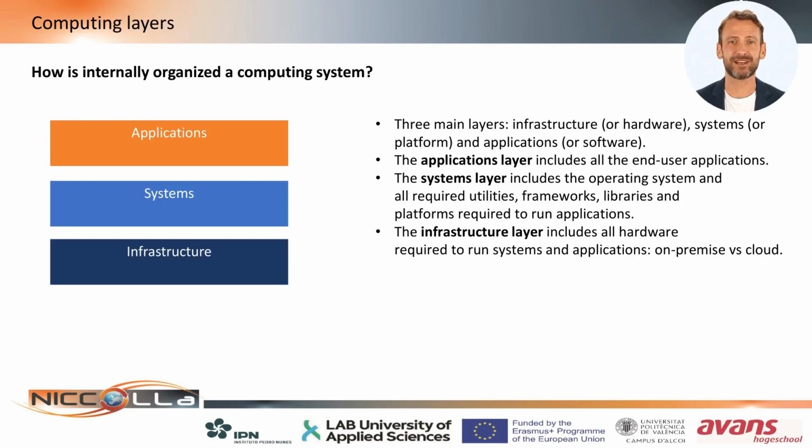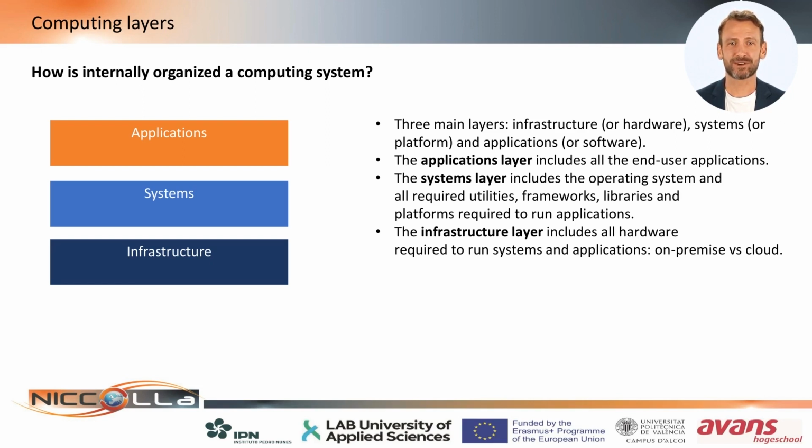First and foremost, let's review how a regular computing system is internally organized. As we can see in the picture, we usually identify three main layers: the infrastructure layer, the systems layer, and the applications layer. The applications layer includes all the end-user applications. These applications provide functionalities or capabilities to the end users. To that end, they have a specific architecture, which internally organizes components and connections to realize the required functionalities. Later on, we will briefly analyze the most common types of architectures found today.